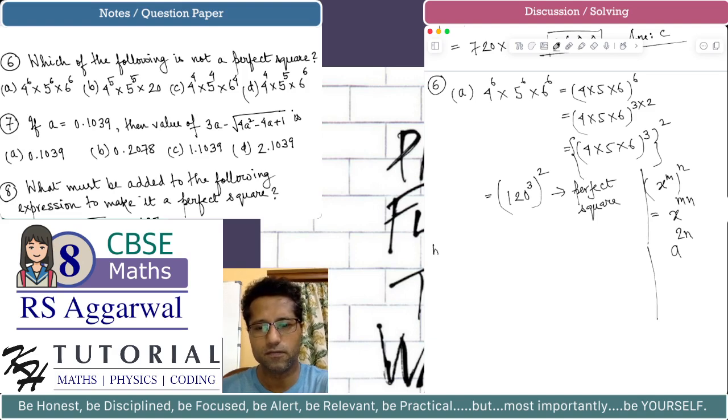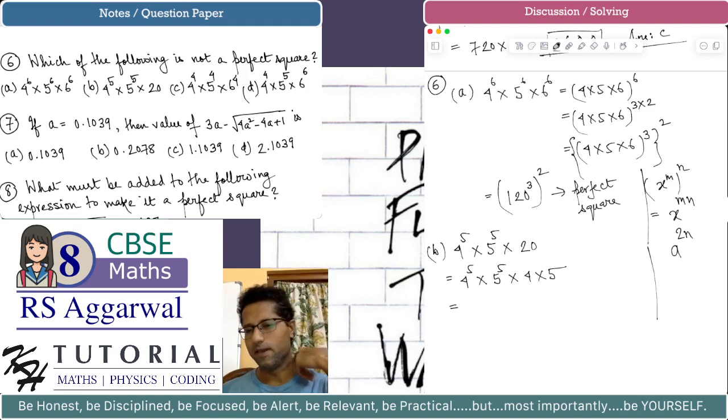So let's see what is B. B is 4 to the power 5 multiplied by 5 to the power 5 multiplied by 20. So this is equal to 4 to the power 5 multiplied by 5 to the power 5, and 20 is 4 multiplied by 5. So if I combine the exponential terms of 4 and the exponential terms of 5, this becomes 4 to the power 6 multiplied by 5 to the power 6.